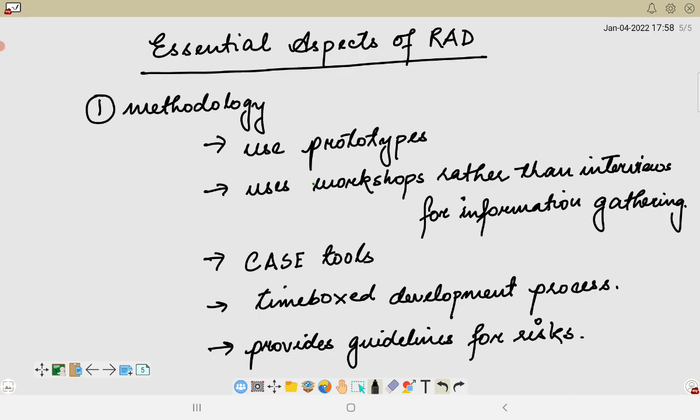The next essential aspect is people. This model encourages high speed, high quality, and low cost. Cost is an important factor for each project, not only software projects, but each product which has been developed. So this cost is expected to be minimum in software projects as well.